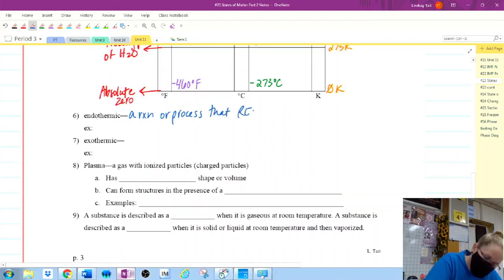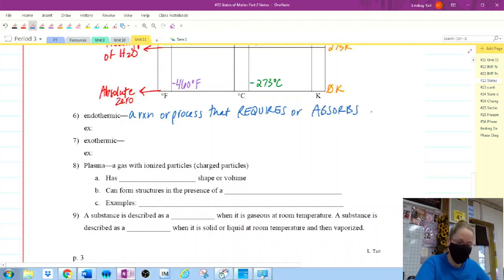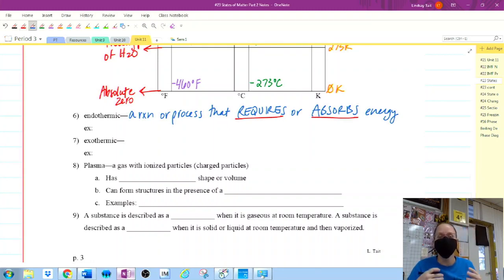that requires, put it all caps for emphasis, or you might also hear the word absorbs energy. So a reaction or process that requires or absorbs energy. Energy has to go into that sample in order for that thing to happen. So I always use water, right? Ice, liquid water, and water vapor kind of to help me think about this. And I think about, do I have to heat it up? Do I have to put heat in to make this thing happen?